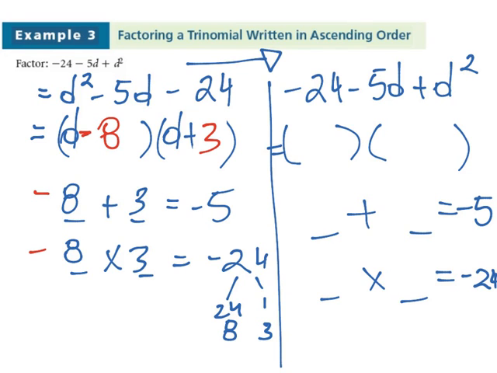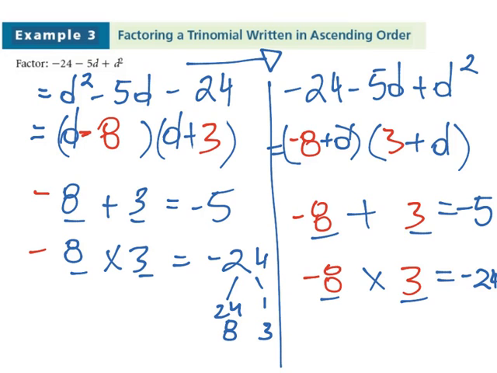Negative 24, like so. So we still get the same values, negative 8 and 3, but now we put those values first. So it's negative 8 and 3, and we add them to the d.